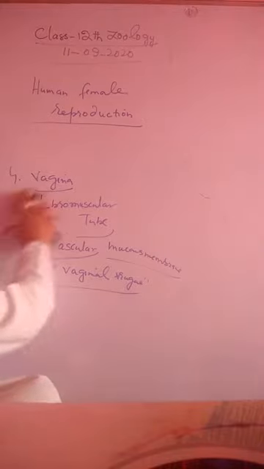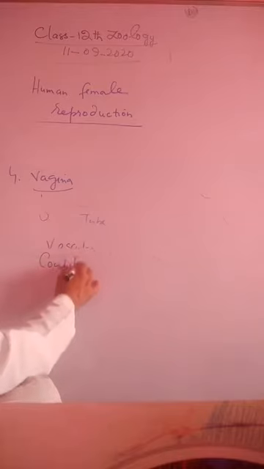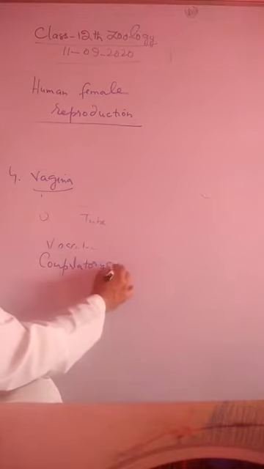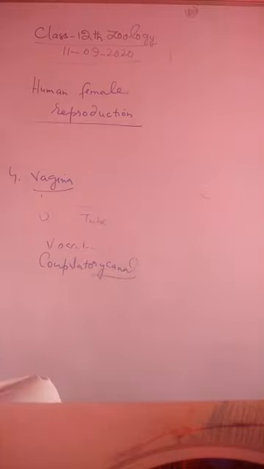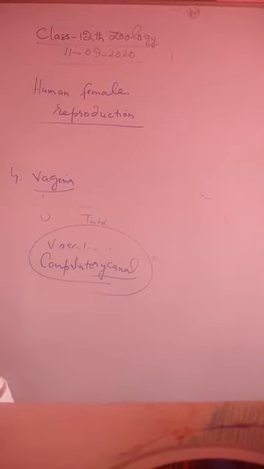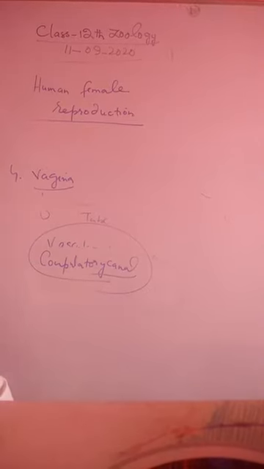As for the function of the vagina, it acts as a copulatory canal, as it receives the sperm from the penis during copulation, and it also acts as a birth canal, that is, the cervical canal plus vagina, during parturition. This is all about the structure and functions of the uterus, fallopian tube or oviduct, and vagina in the female reproductive system. That's all for today.